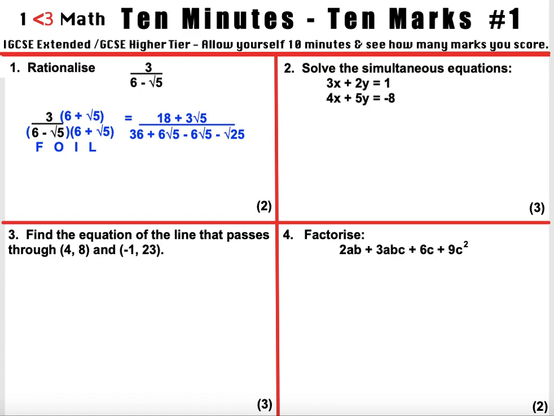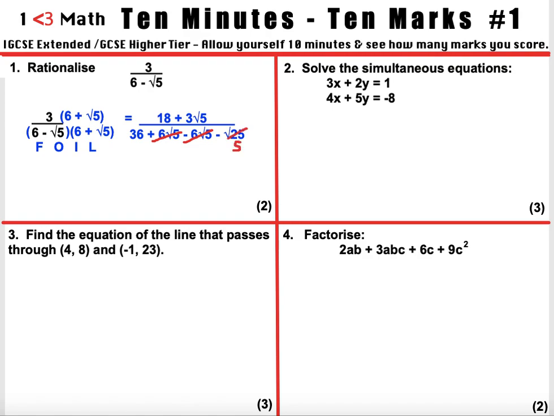And then finally, root 5 multiplied by root 5. One's positive, one's negative, so it's minus root 25. We can times the roots. So the 5 and the 5 times, they remain the root. So we've got the root of 25. Now we can simplify this. So the plus 6 root 5 and the minus 6 root 5 cancel out. The root of 25 is obviously 5.